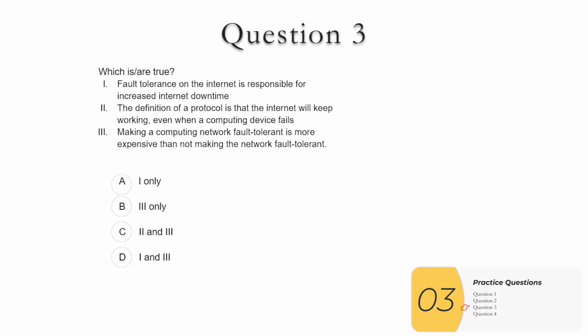Practice question 3, which are true? 1, fault tolerance on the internet is responsible for increased internet downtime. This is not true, it's actually the exact opposite, so 1 is false. 2, the definition of a protocol is that the internet will keep working even when a computing device fails. This is not true. This is the definition of redundancy, not a protocol. So again, 2 is not true.